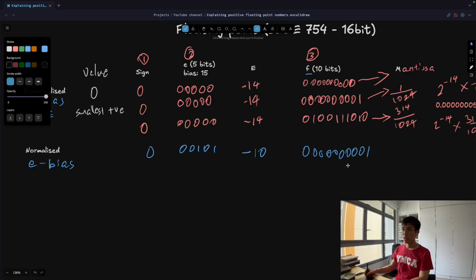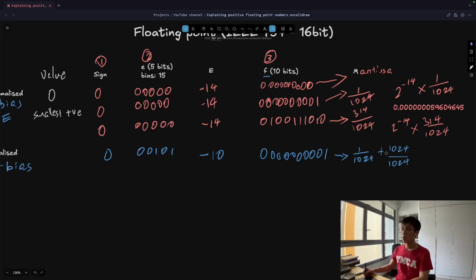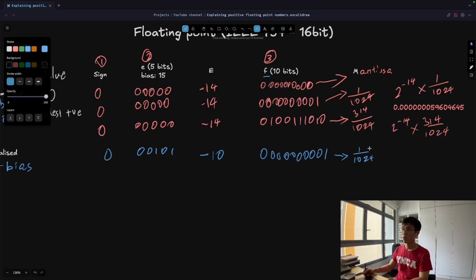We calculate the mantissa value by first converting the fraction, similar to how we do so for a denormalized value. So this is 1 over 1024. But we add 1, which in this case is, well, just to make things clear, 1024 over 1024. So that means the mantissa value of a normalized value is the value of the fraction plus 1.